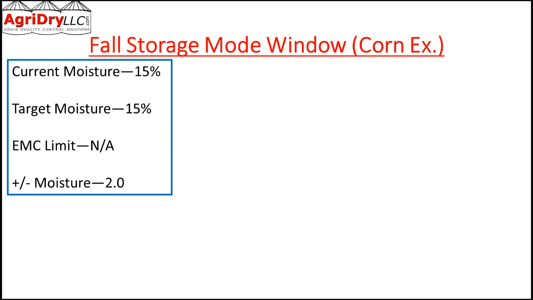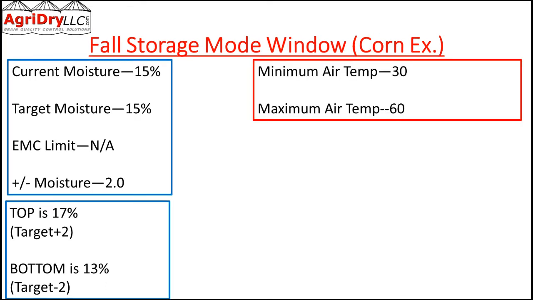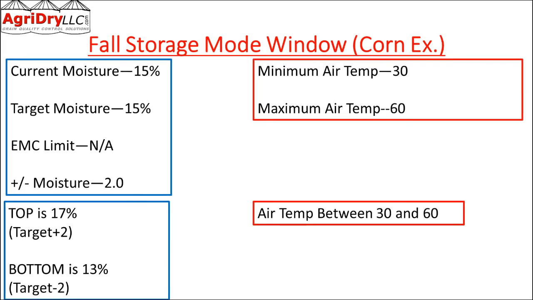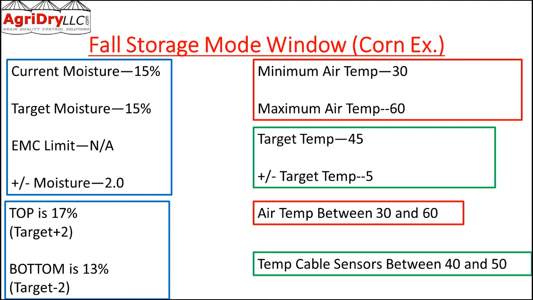Okay, so another way to explain storage, same information. Current moisture 15, target moisture 15, plus or minus 2. So what that does is that makes up your storage mode moisture window, 17 and 13. We're also under direction of our minimum maximum air temps. For fall storage, we're 30 and 60. And then it'll only run when your air temp is between 30 and 60 degrees. And then you're under direction of your average of all your sensors that are X, or your target temperature, plus or minus 5 degrees. So when your sensors are between 40 and 50, you're not going to get any runtime.